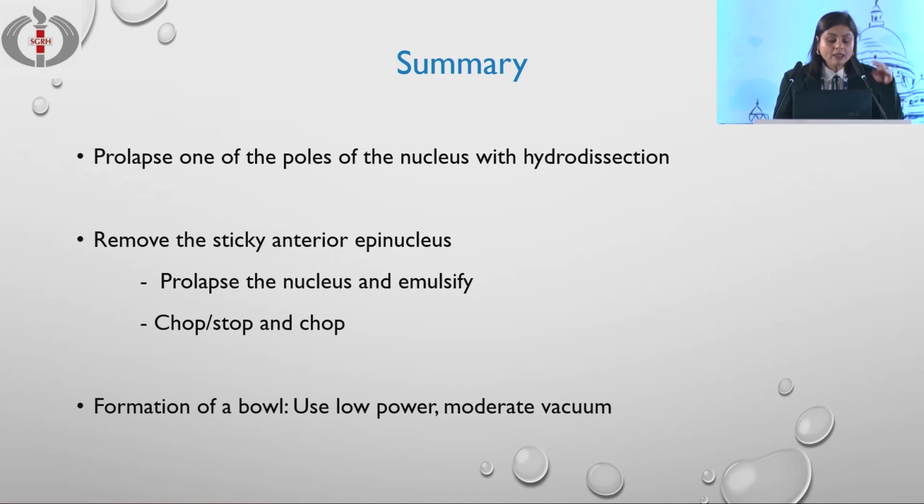So to summarize, different techniques can be used for soft cataract, and different techniques have been described in literature as well. What works in our hands is either we prolapse one of the poles of the nucleus with hydrodissection in extremely soft cataracts with an adequate size of rhexis, removing the anterior sticky epinucleus so that we have access to the nucleus. Either we can make a shallow trench, or we can emulsify the whole nucleus together.